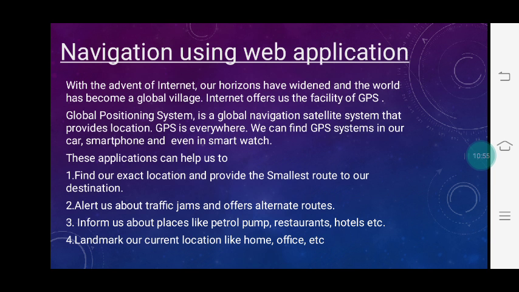Now our last topic is navigation using web applications. What is navigation? Navigation means moving from one place to another. With the advent of the internet, our horizons have widened and the world has become a global village. The internet offers us the facility of GPS. What is GPS? GPS stands for Global Positioning System. It is a global navigation satellite system that provides location. GPS is everywhere. We can find GPS systems in our car, smartphone, and even in smartwatch.